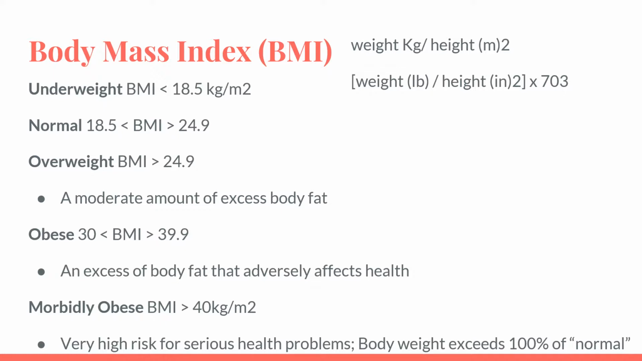And then there are 5 classifications of body weight based on body mass index. The classifications are underweight, normal weight, overweight, obese, and morbid obesity. And you can see the ranges here. So when you run this calculation, you'll get a number that ranges between the high teens and potentially the high 40s if morbid obesity is the case. A healthy body mass index would be between 18.5 and 24.9.